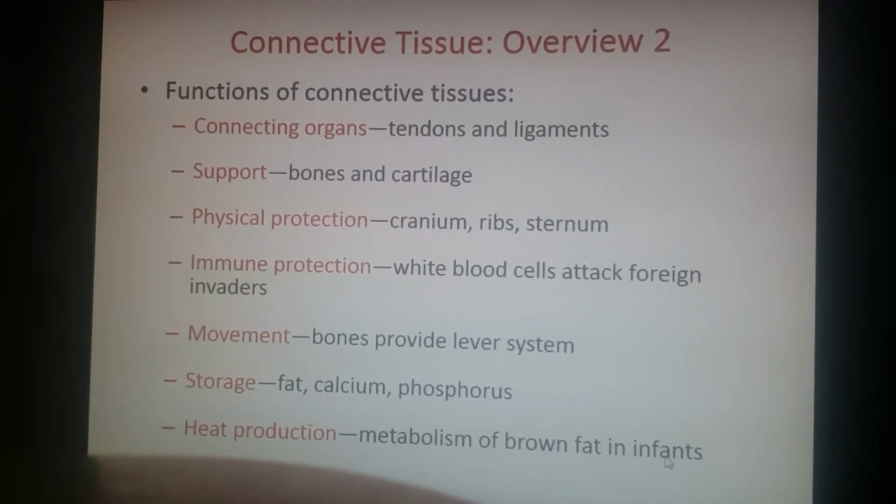They're necessary for heat production. In infants, they have a particular type of fat called brown fat, so when it's metabolized or broken apart, that brown fat ends up releasing heat. And then the last job of our connective tissue is for transport. So blood is considered a connective tissue because you have these loosely spaced cells with a lot of matrix, or the plasma, in between them. And its job, again, is to transport nutrients to the tissues and pick up waste products.